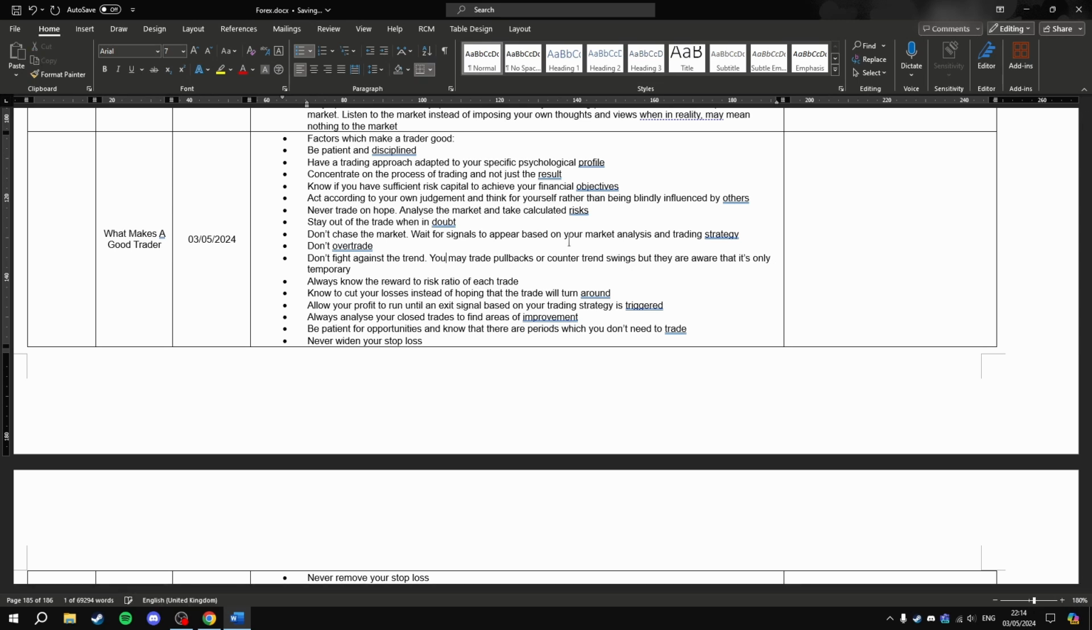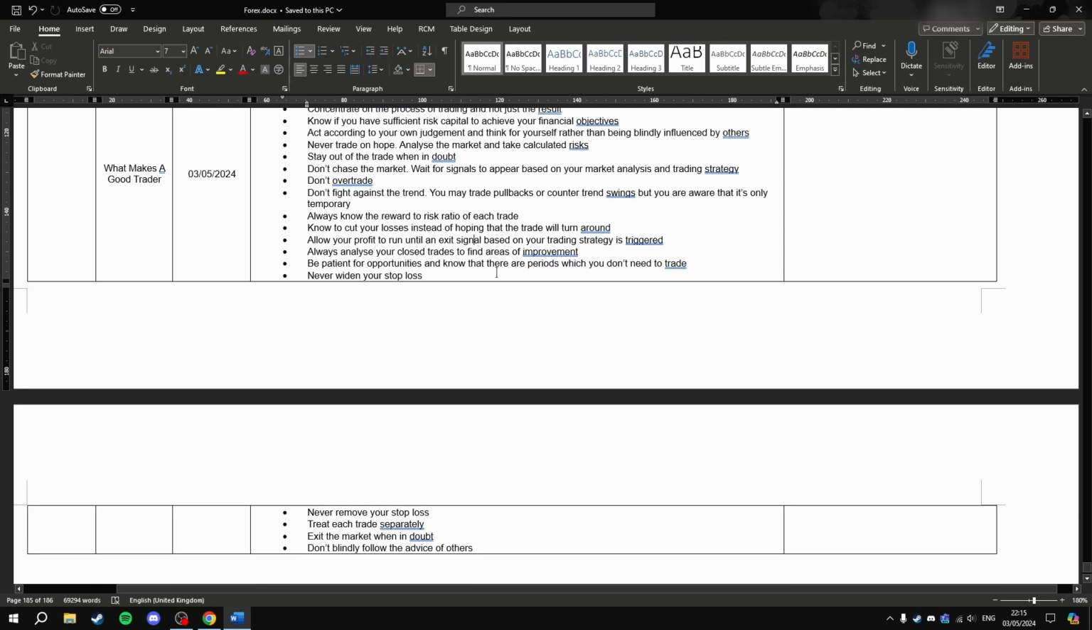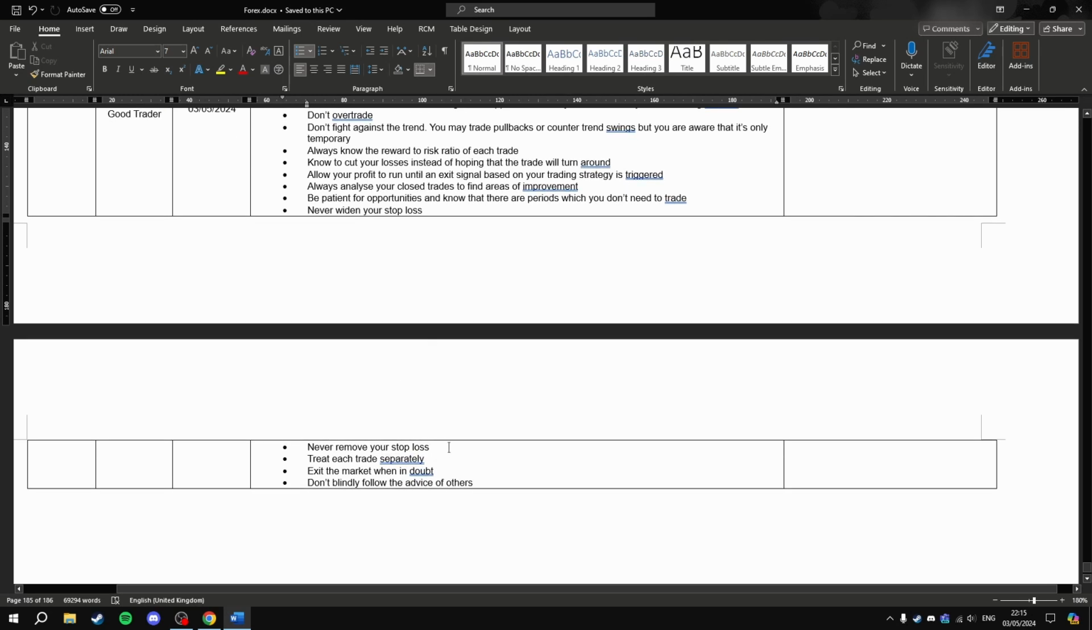You may trade pullbacks or counter trend swings, but you are aware that it's only temporary. Always know the risk to reward ratio of each trade. Know to cut your losses instead of hoping that the trade will turn around. Allow your profit to run until an exit signal based on your trading strategy is triggered. Always analyze your closed trades and find areas of improvement. Be patient for opportunities and know that there are periods in which you don't need to trade. Never widen your stop loss. Never remove your stop loss.